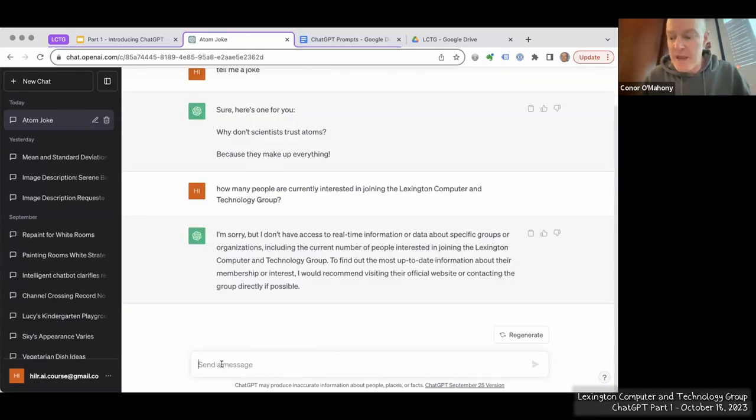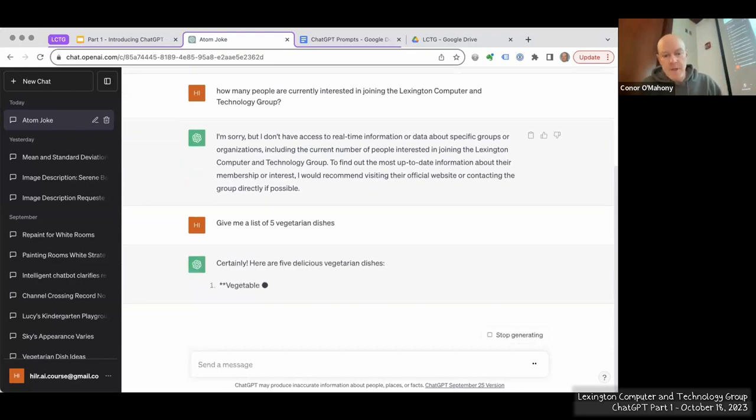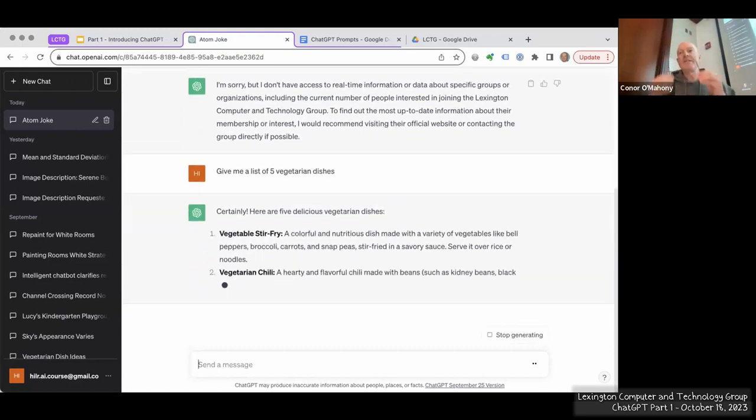Okay, so let's change tack, and I'm going to ask it to give me a list of five vegetarian dishes. And so now it's not pulling these from a web page.